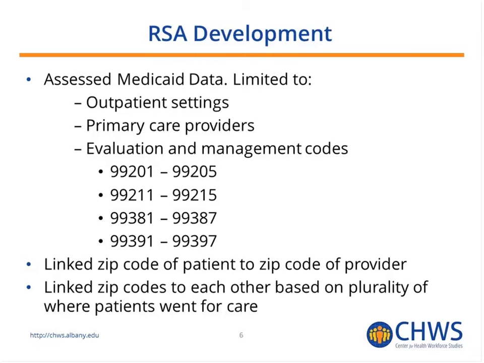Once we limited our data sets to that, we started looking at zip codes. We looked at the zip code of the patient, and where he or she was getting services from, the location of the provider. I'll go into this a little further, but then we linked the zip codes to each other based on a plurality of where patients went for care. Essentially we had a matrix of about 1,500 rows by 1,500 columns that looked at each zip code, where they're from and where they're going, and linked them.